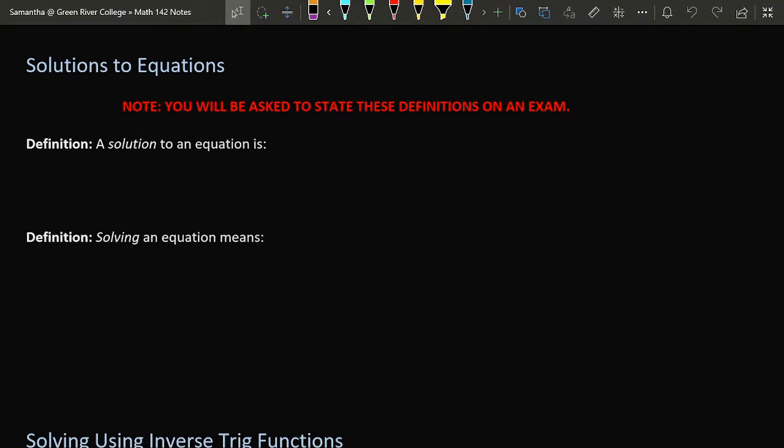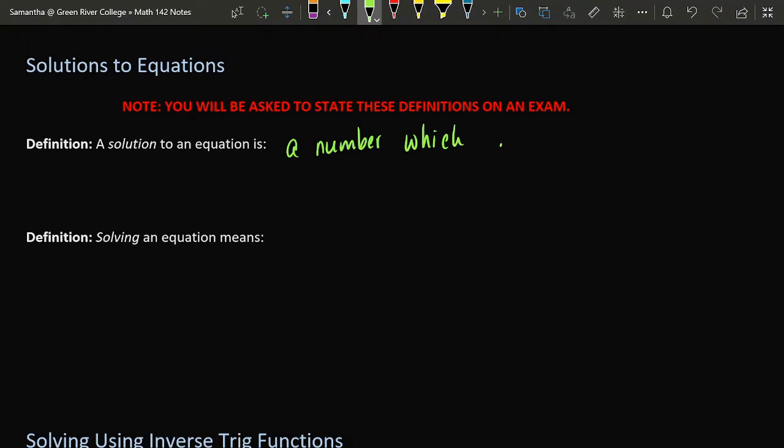Now, heads up, y'all. If you're in my Math 142 class this term, there is definitely going to be a question on an exam where I say, what is a solution to an equation? When I say, what does it mean to solve an equation? And if you don't give me this definition, or something that is logically equivalent to one of these two definitions, you're not getting the points on that question. Okay? So take notes.